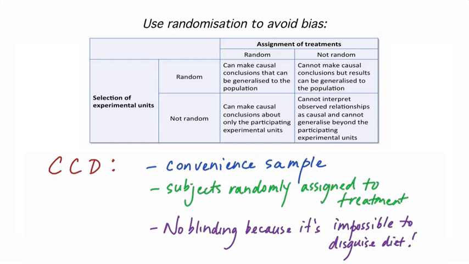And the final principle of design, use replication. If a result holds for 1 or 2 subjects, it's not very interesting. We need to see how our treatments work on a large number of subjects to have convincing results.